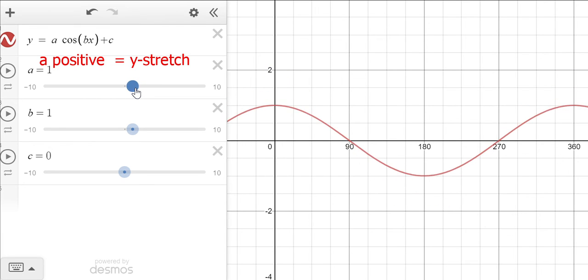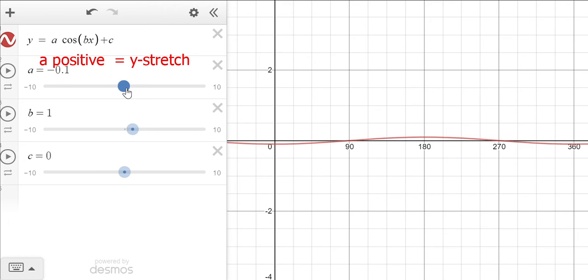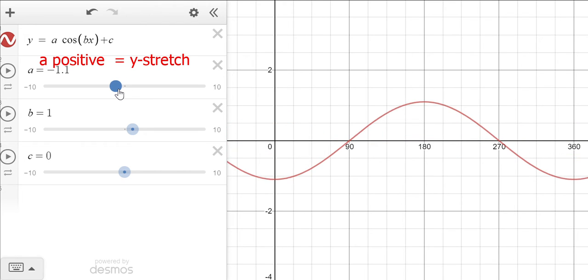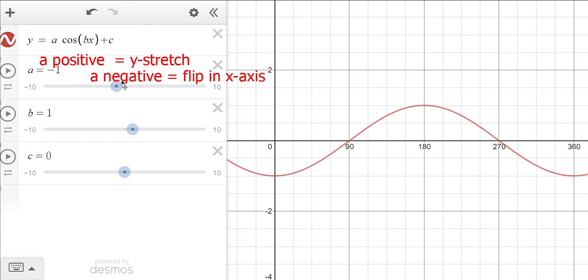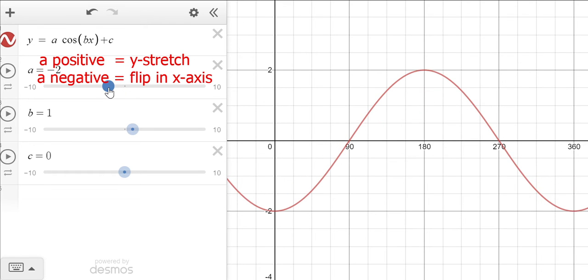What happens if a starts to go negative though? Well, look, if we make a minus 1, our graph now starts at minus 1, goes to 0 and goes up to plus 1. So we've actually flipped our graph over in the x-axis. So making a negative flips our graph over in the x-axis, and if we then make it minus 2, we can see it flips it and it stretches it. Instead of starting at 1, it starts at minus 1, but we've done minus 2, so it also stretched down to minus 2.